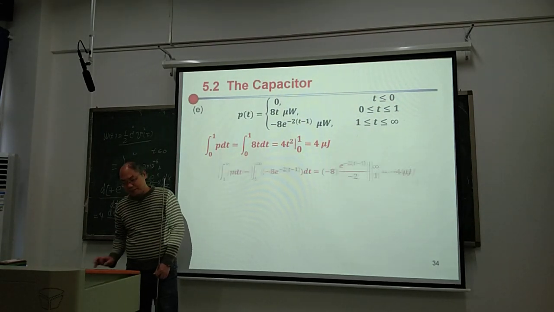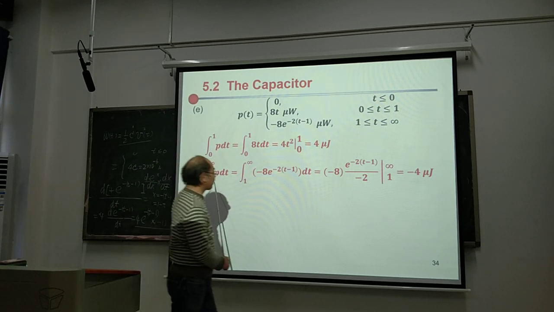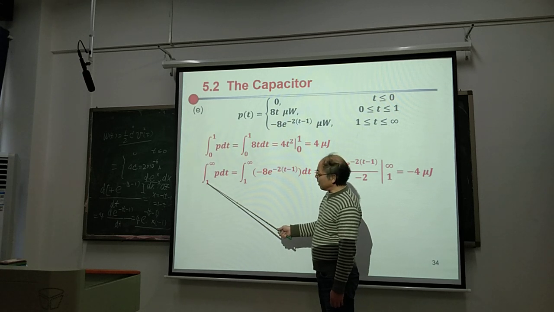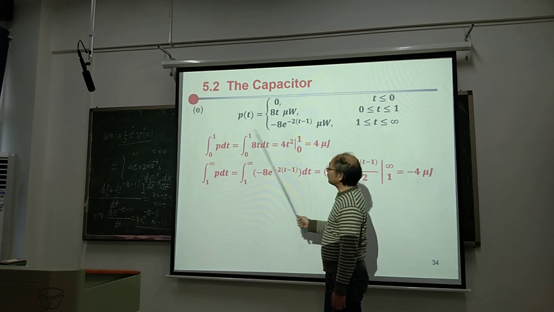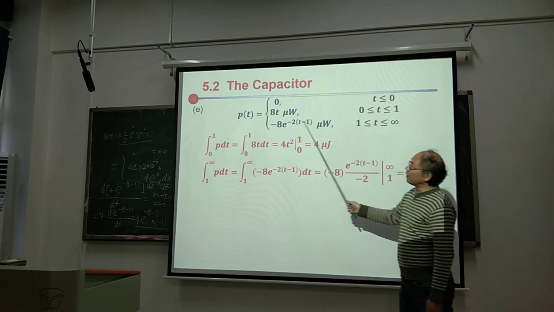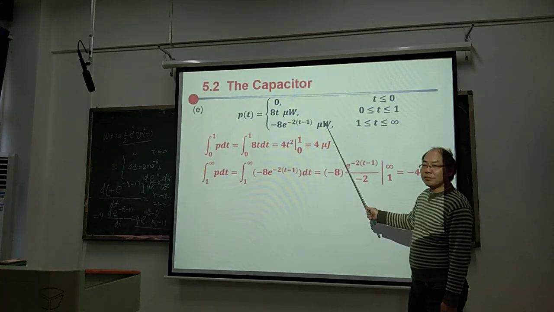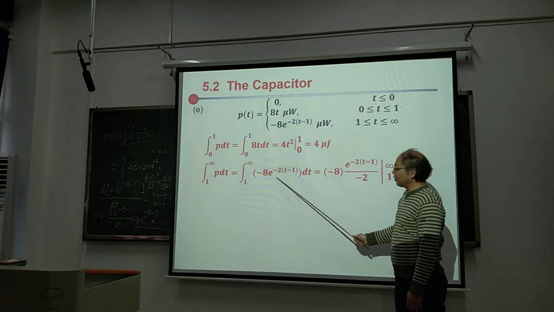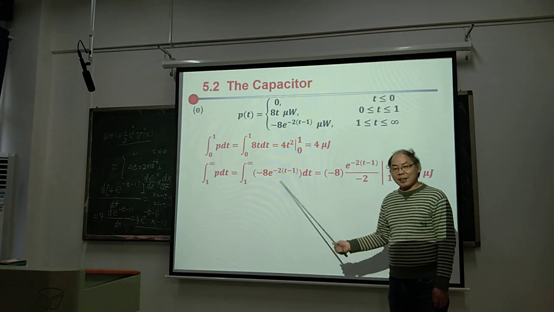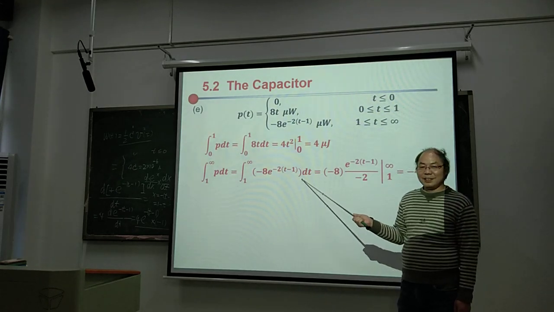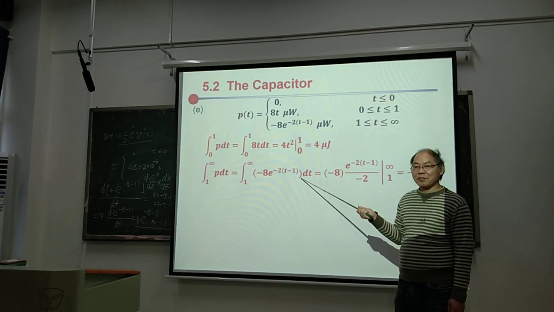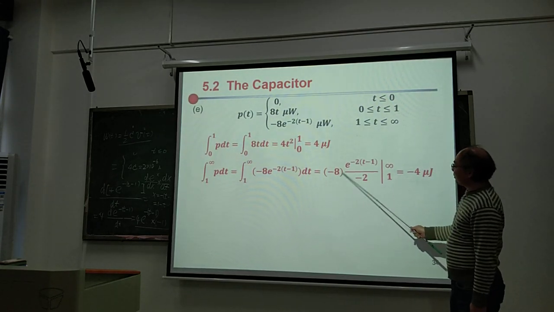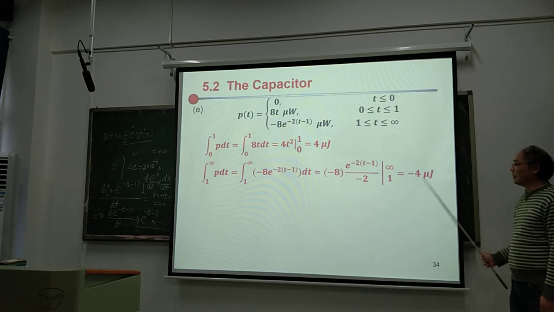And next, we must calculate this, because t is in the interval 1 to infinity. So this power is this expression, and we get this into the quotient. We get this integral. Calculating this integral may be more difficult.